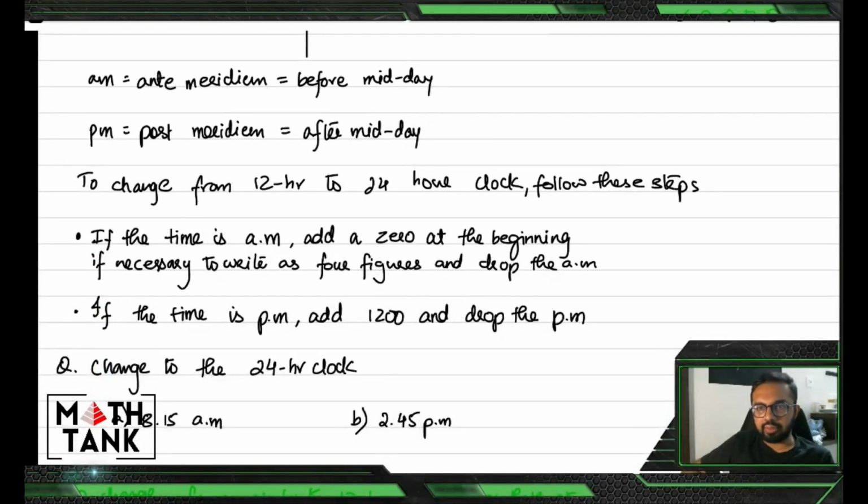Okay. On the exam, you may be asked to change a particular reading from a 12-hour clock to a 24-hour clock, or from a 24-hour clock to a 12-hour clock. So that is something that you should be able to do. Now we'll follow these rules. It says to change from 12-hour to 24-hour clock, follow these steps. Now there are different rules for AM and PM. That is something that you need to understand.